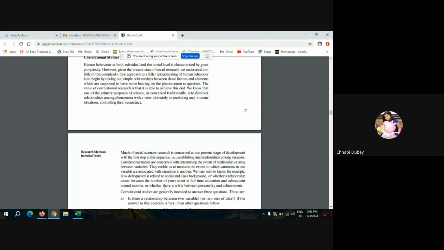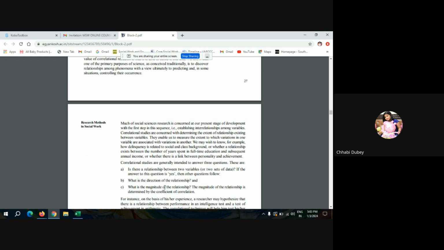And once we are able to determine the extent of these relationships, when we can measure the extent to which variations in one variable are associated with variations in another, we can, to a great extent, control a lot of things which are happening. Okay. Now, generally, correlational studies intend to answer three questions. Number one, they are going to answer if there is a relationship between two variables. If the answer to this question is yes, then the other two questions will follow.